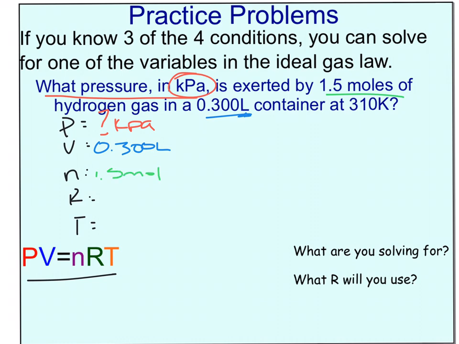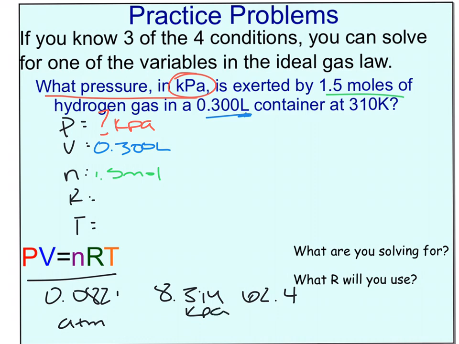Okay, and now R is where we need to go back and look at our previous R values. Our previous R values on the other slide were 0.0821, 8.314, or 62.4. The 0.0821 had atm in the unit, 8.314 had kPa in the unit, and 62.4 had millimeters of mercury in the unit. So given this, and since I wanted pressure in kPa, I'm going to pick 8.314.